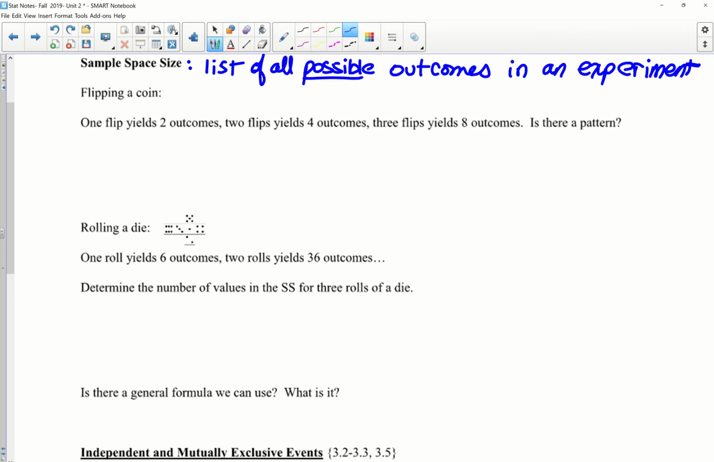So I'm going to make a little table. One flip yields 2 outcomes. So I'm going to make a list here that says flip and outcomes. So one flip gives 2 outcomes. 2 gives 4 outcomes. 3 gives 8 outcomes. So the question is, is there a pattern?